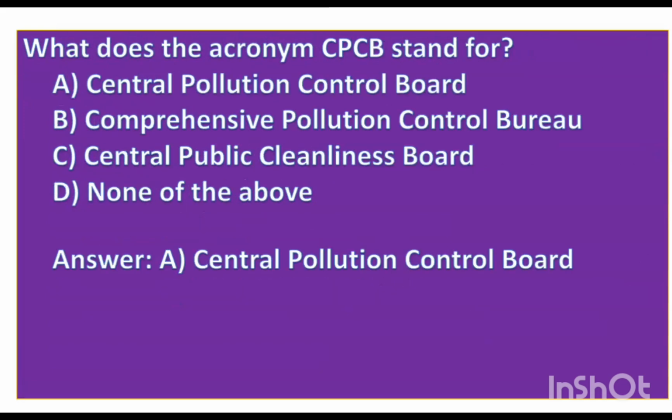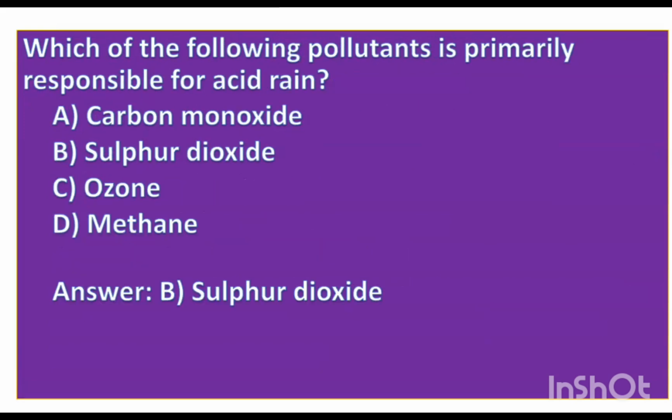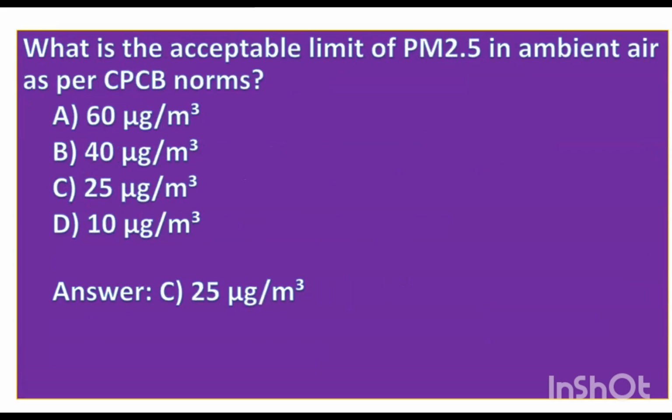What does the acronym CPCB stand for? Options: Central Pollution Control Board, Comprehensive Pollution Control Bureau, Central Public Cleanliness Board, none of the above. Answer: Central Pollution Control Board. Which of the following pollutants is primarily responsible for acid rain? Options: carbon monoxide, sulfur dioxide, ozone, methane. Answer: sulfur dioxide. What is the acceptable limit of PM 2.5 in ambient air as per CPCB norms?